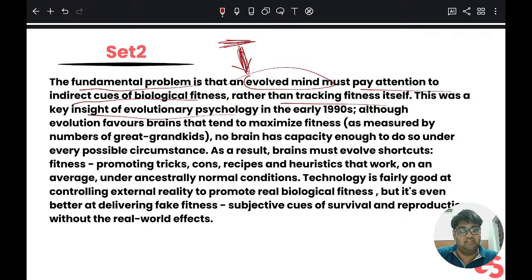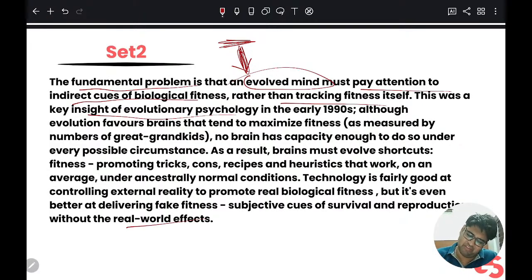Although evolution favors brains that tend to maximize fitness, as measured by numbers of great-grandkids, no brain has the capacity to do so under every possible circumstance. As a result, brains must evolve shortcuts: fitness-promoting tricks, cons, recipes, and heuristics that on average worked under ancestrally normal conditions. Technology is fairly good at controlling external reality to promote real biological fitness, but it's even better at delivering fake fitness, subjective cues of survival and reproduction without the real-world effects.